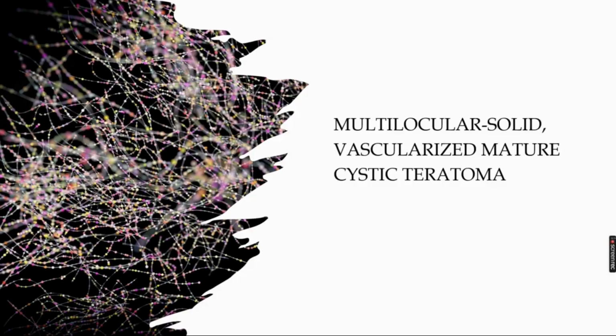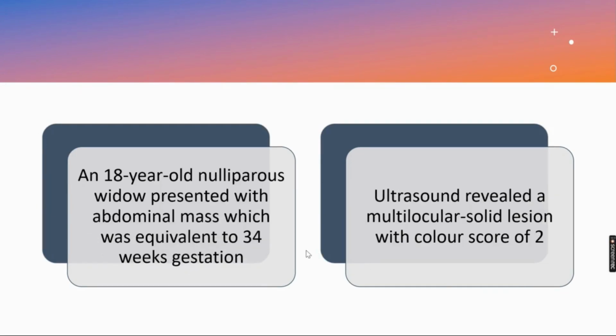This case is titled Multilocular-Solid, Vascularized Mature Cystic Teratoma. This was a case of an 18-year-old nulliparous widow who presented with a history of abdominal mass, and on examination the mass was found to be equivalent to 34 weeks gestation. Ultrasound revealed a multilocular solid lesion with a color score of 2.